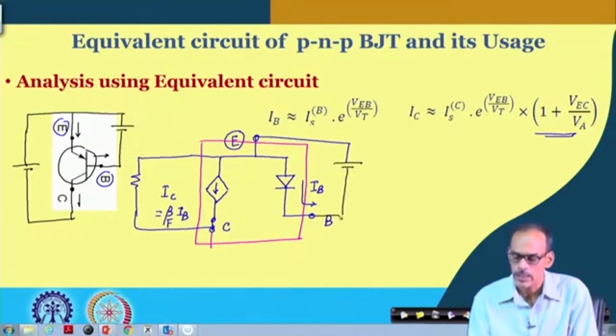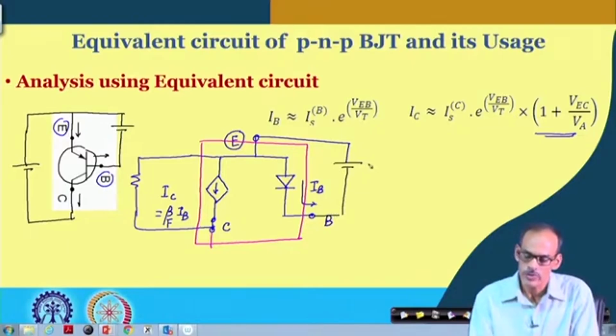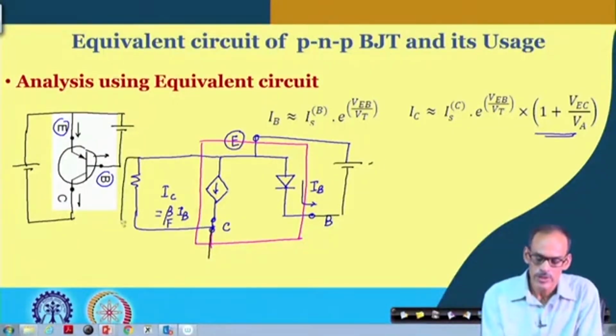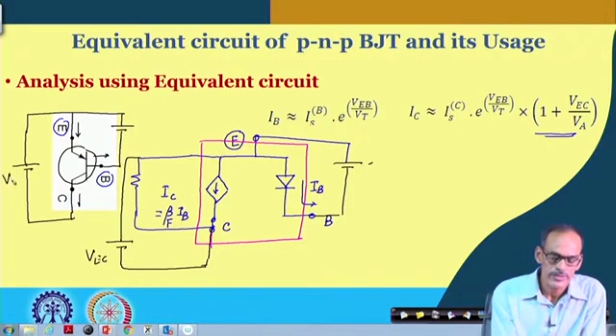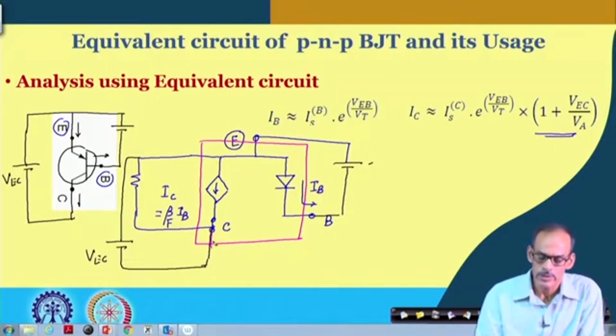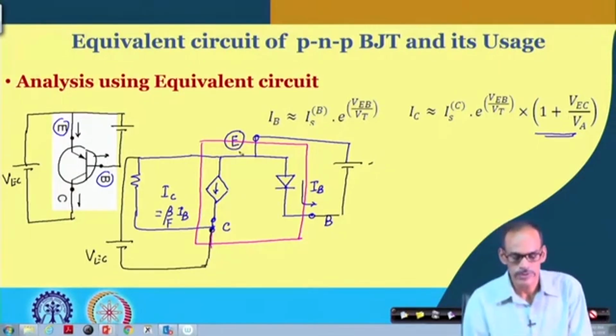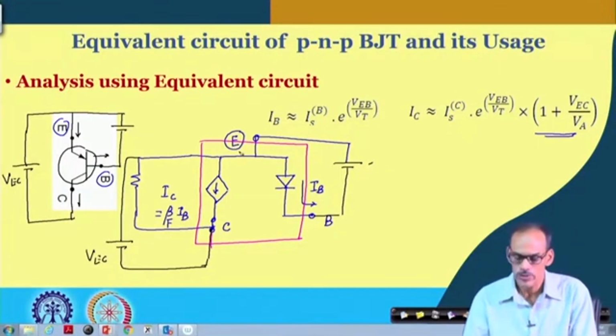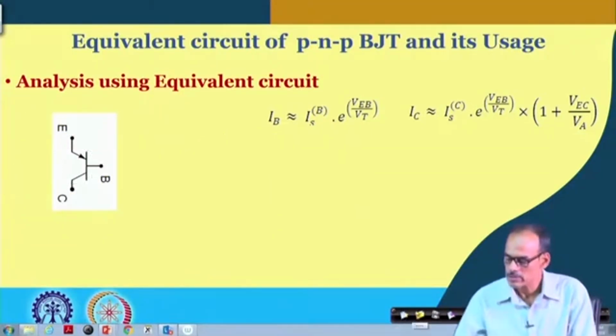First we can analyze this part and find the corresponding IB current based on whatever voltage we are applying. Likewise here we can apply the VEC voltage. This is the VEC, and you can find what the voltage will be, whether this voltage is appropriate or not to keep the device in the active region of operation. So, similar to NPN, let us simply refer to one numerical problem.